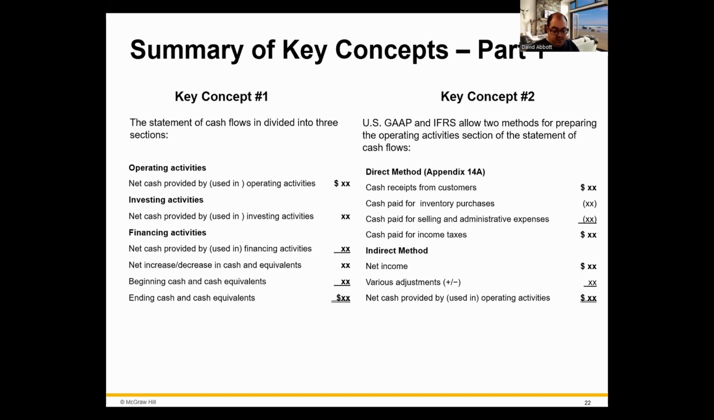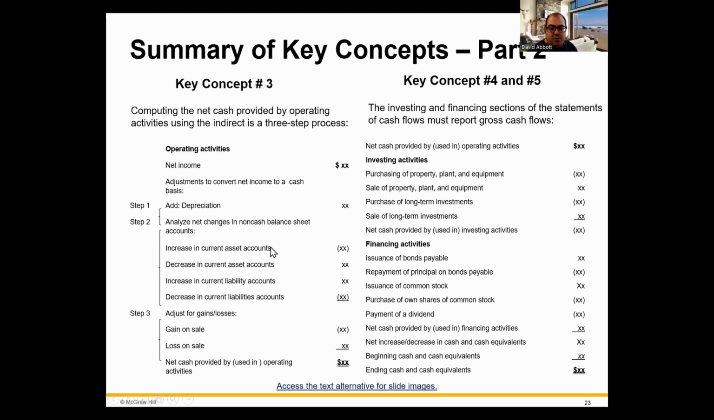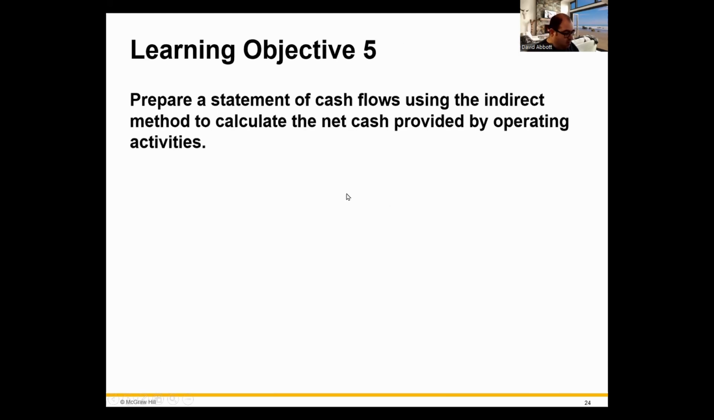Summary of the 5 key concepts. This slide summarizes the 5 key concepts related to preparing the statement of cash flows. So slides 22 and 23, you have in our Canvas shell on this lecture page a link to be able to download the PowerPoint slides towards the bottom. And so you might want to do that. For 22 and 23, you have this information summarizing what we just went over.